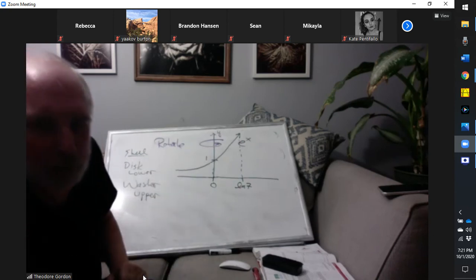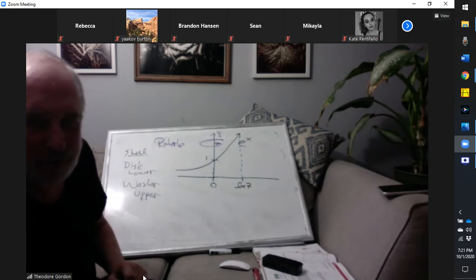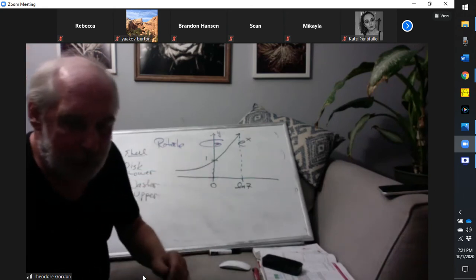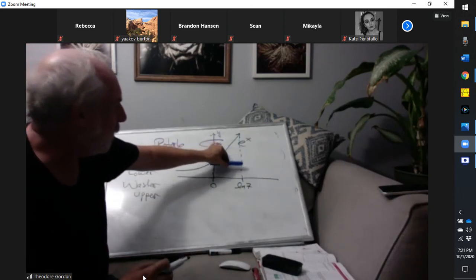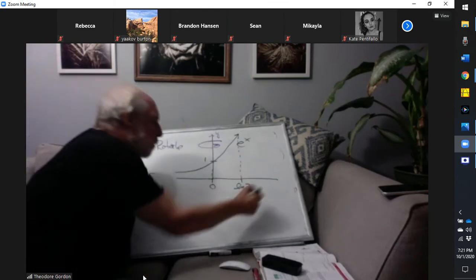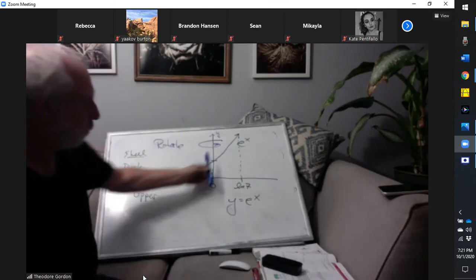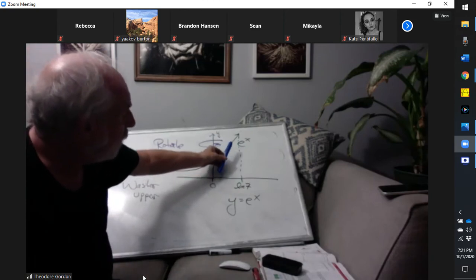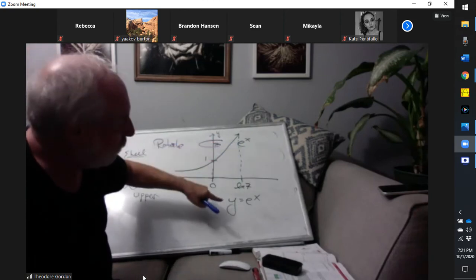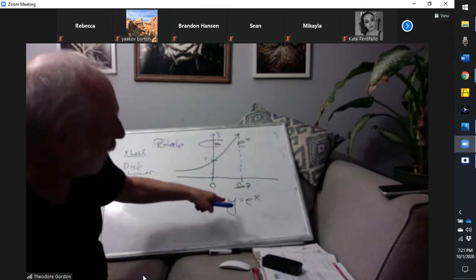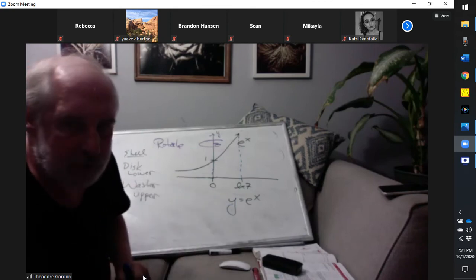Which one's probably less work? Shell. Shell is less work. First of all, if we do disk and washer, again, our rectangles go this way. So we have this function, y is equal to e to the x. But if I turn my rectangle this way, I have to rewrite that as x equals y stuff. So how do I change that equation to say x equals?